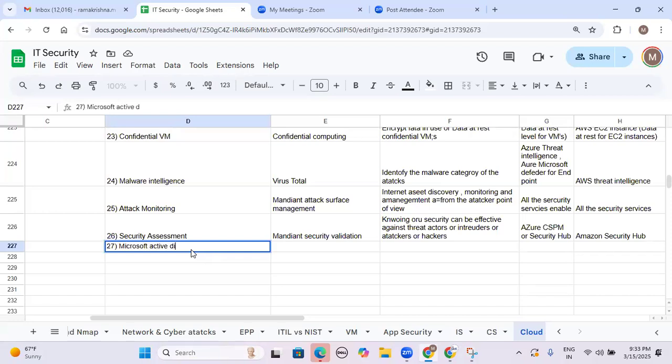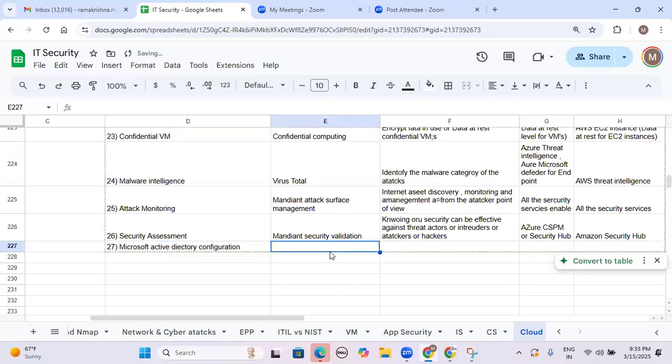Microsoft Active Directory configuration. What it will do? It will manage service for Microsoft Active Directory.